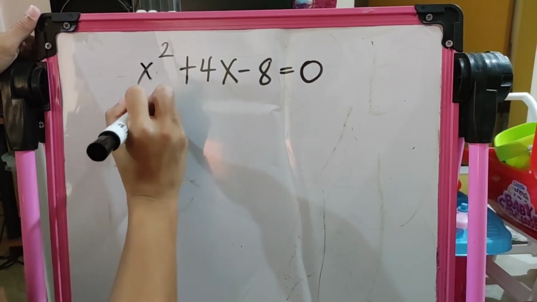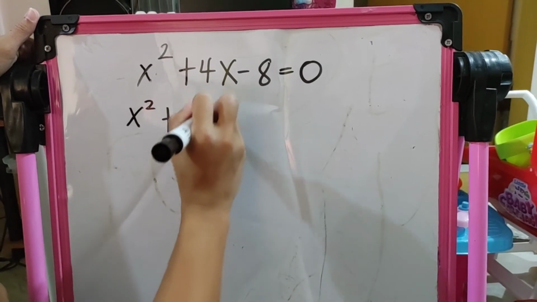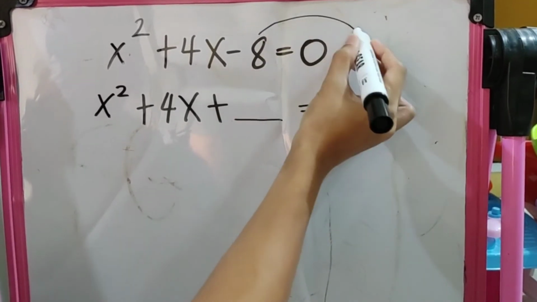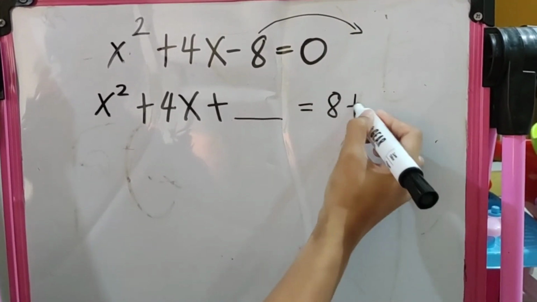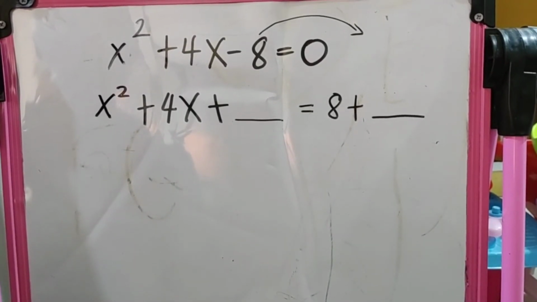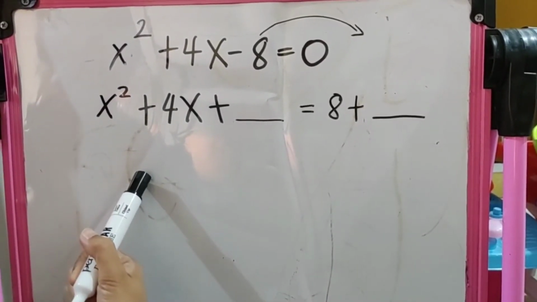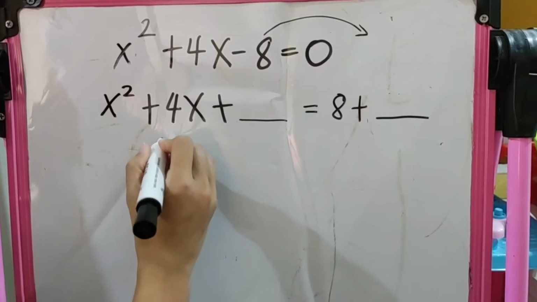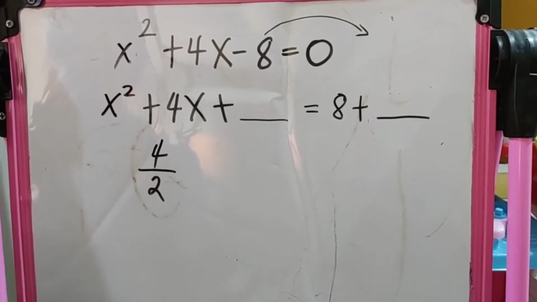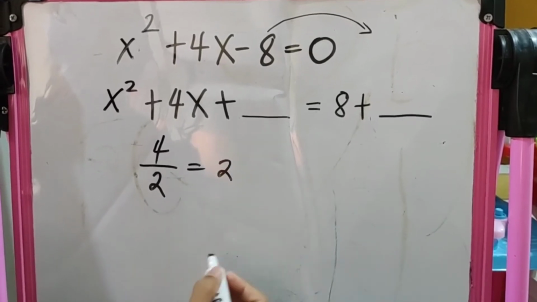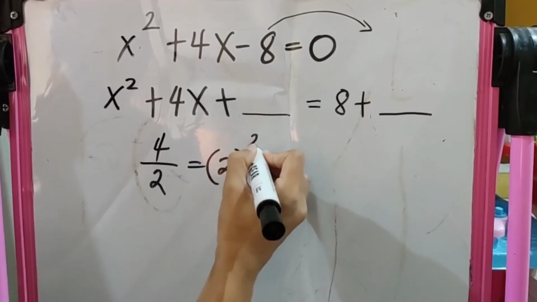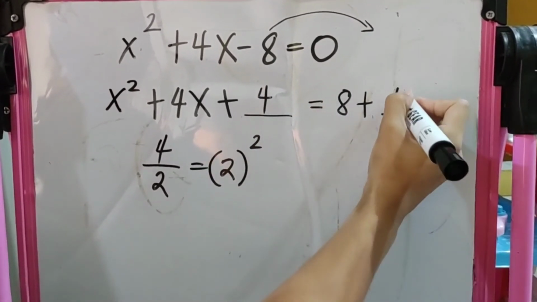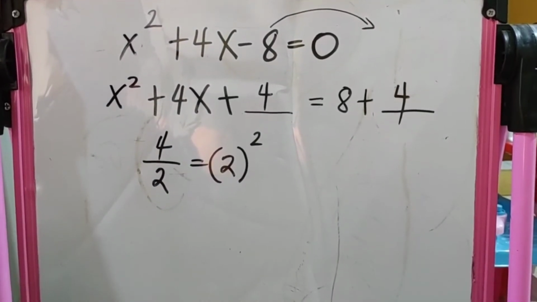So, we now have x squared plus 4x plus, as always, blank is equal to, transfer negative 8, it will become 8 plus blank. So, our goal is to make this a perfect square trinomial. Again, the numerical coefficient of the middle term is 4. So, 4 divided by 2 is 2. And then, square it. So, 2 squared or 2 times 2 is 4. So, we have 4 plus 4 on both sides of the equation.